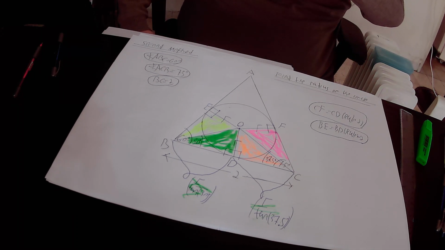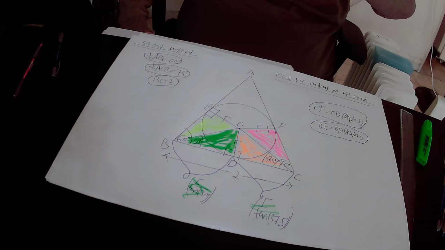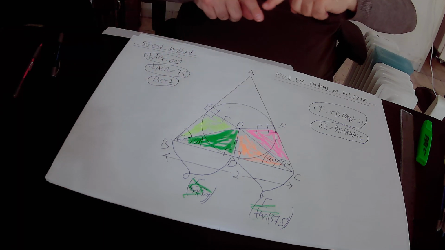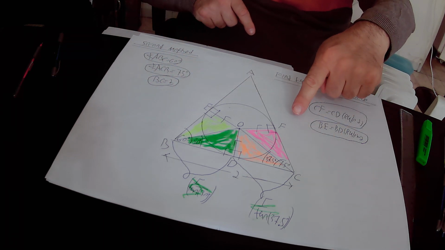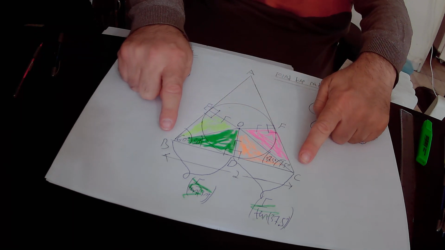In the second method, we define the center of this circle, this point, as O. We define the point of tangency of tangent AB with this circle as E. We define the point of tangency of tangent AC with this circle as F. And finally, we define the point of tangency of tangent BC with this circle as D.